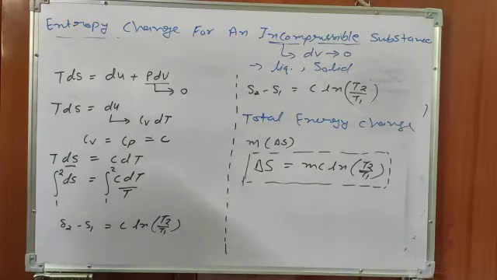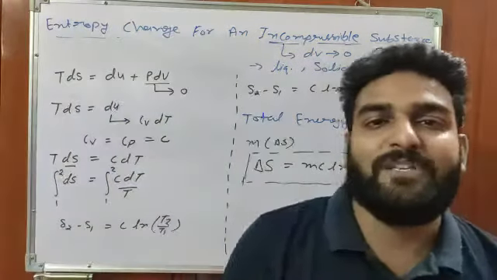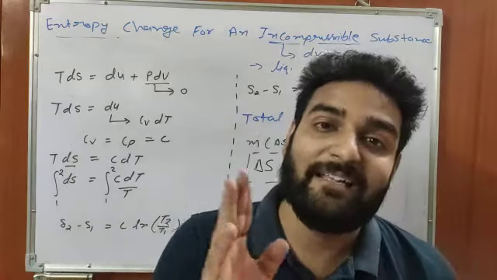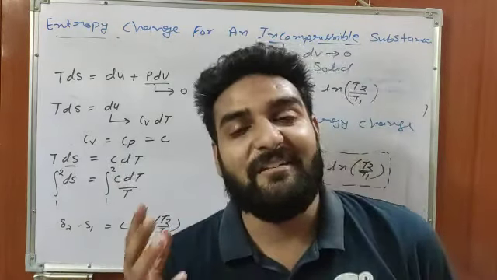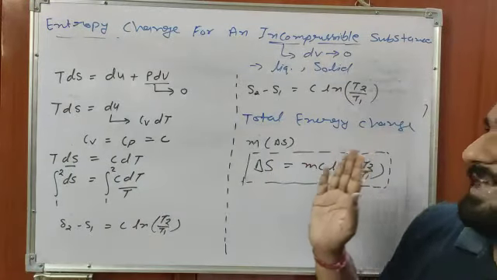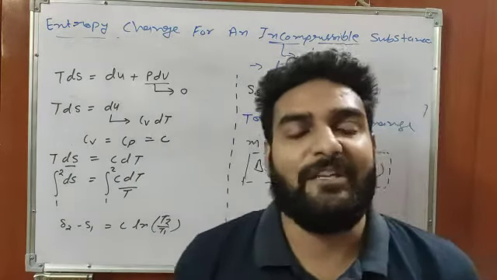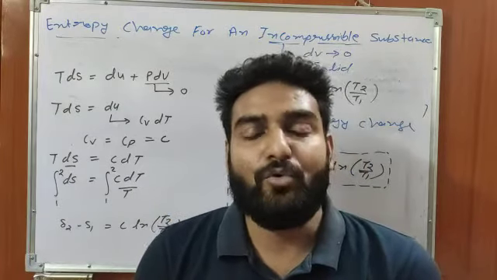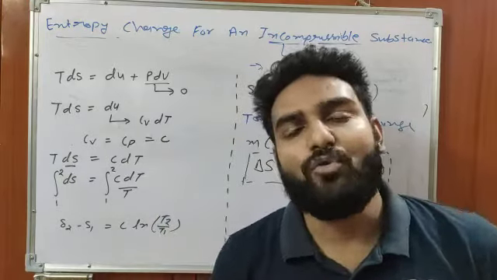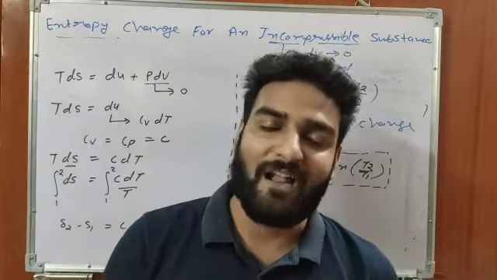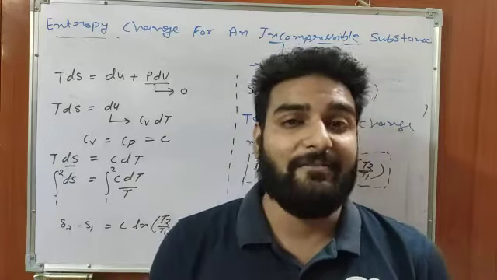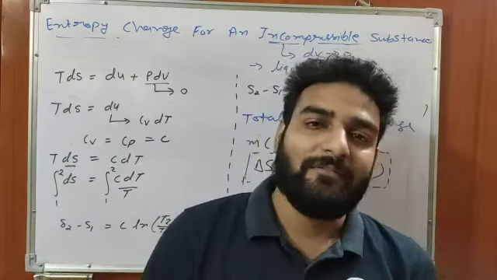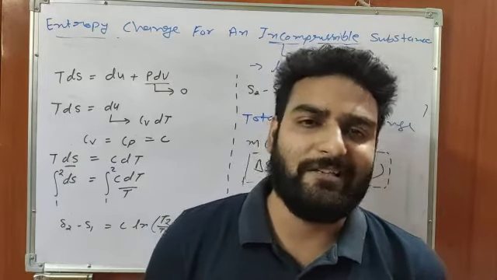So today's class objective is over. We have studied the TdS relations, entropy change in the ideal gas, and entropy change for an incompressible substance. In the next class we will do some numericals related to these equations, to calculate the entropy change for any substance, whether liquid, gas or solid. We are finishing today's class.